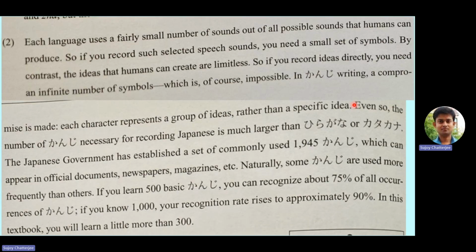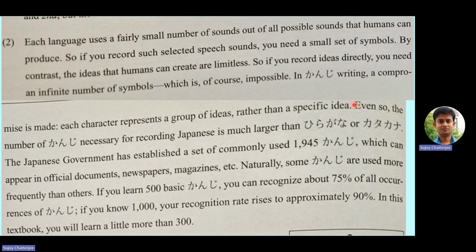The second point is that each language uses a fairly small number of sounds out of all possible sounds that humans can produce. That means the phonographic script system uses a very small subset of all possible sounds that humans can produce. So if you record such selected speech sounds, you need a small set of symbols. By contrast, the ideas that humans can create are limitless. So if you record ideas directly, you need an infinite number of symbols, which is of course impossible.